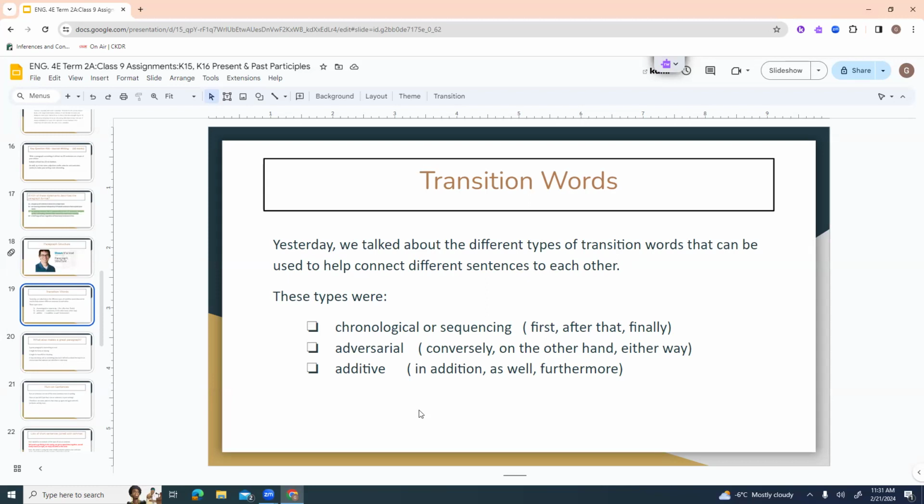especially of writing a strong paragraph. So yesterday, we talked about the different types of transition words that can be used to help connect different sentences to each other. And the idea is to connect them in concept, right? So the three types we were looking at were chronological or sequencing transition words like first, after that, finally. We also looked at ones that were adversarial, that showed contrast: conversely, on the other hand, either way. And then we also looked at additive ones: in addition, as well, furthermore, where you're wanting to add another concept to what you've been saying.